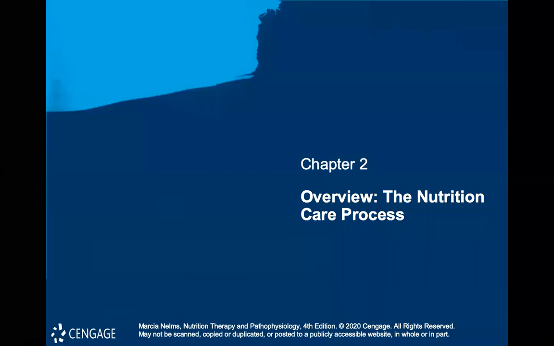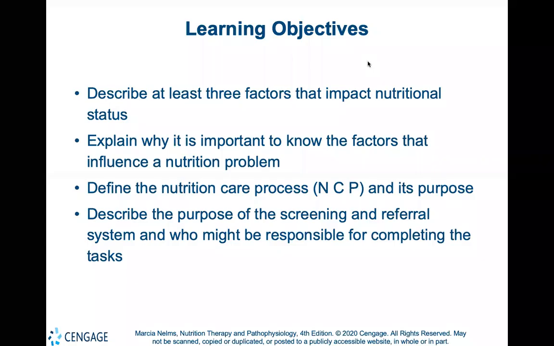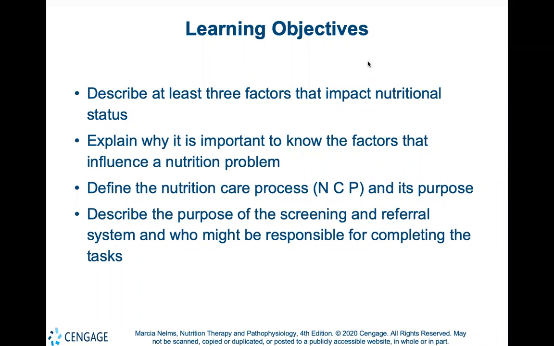Chapter 2, Overview, the Nutrition Care Process. Learning objectives. Describe at least 3 factors that impact nutritional status.